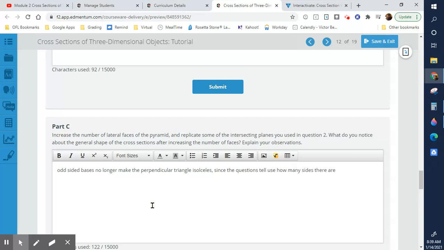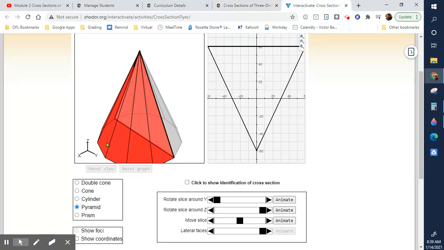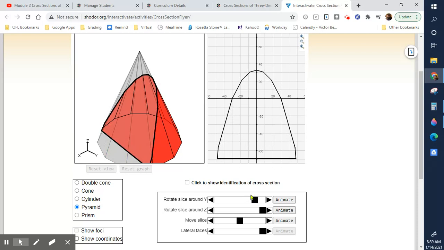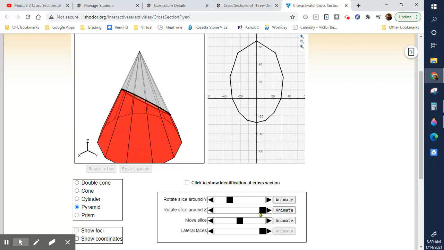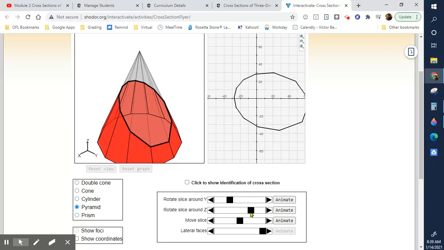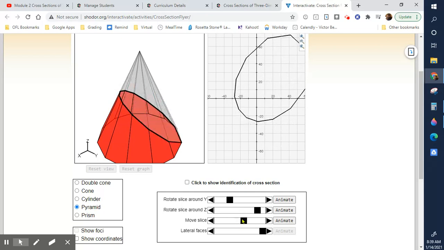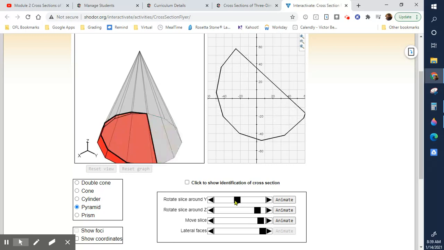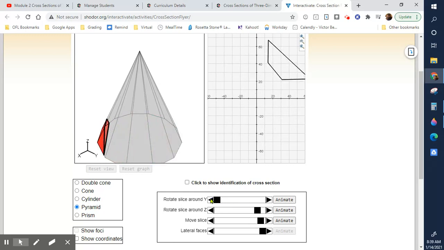One thing though is because of how the angles are, so give me a second here. Let me move this down. Let me move this slice down. It is a little harder to do these shapes. You'll find that the angles are a lot wider on the top and a lot smaller on the bottom.